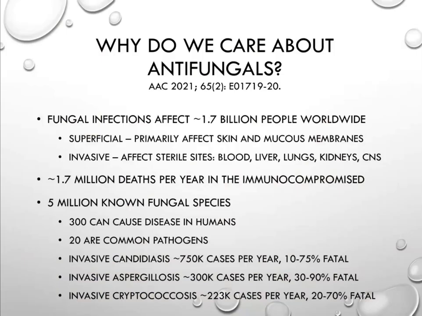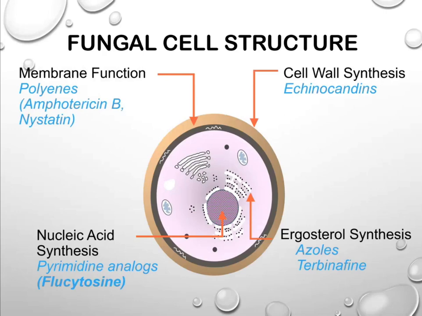Okay, so we care about antifungal therapy because it affects 1 billion people worldwide with both superficial and invasive infections. We care about antifungals because 1.7 million people die per year in the immunocompromised patient population from invasive fungal infections. We have millions of fungal species, but 300 of them can cause disease in humans. 20 are relatively common pathogens, and you can see the numbers there yourself for candidiasis, aspergillosis, and cryptococcus as far as high incidence, high killers.